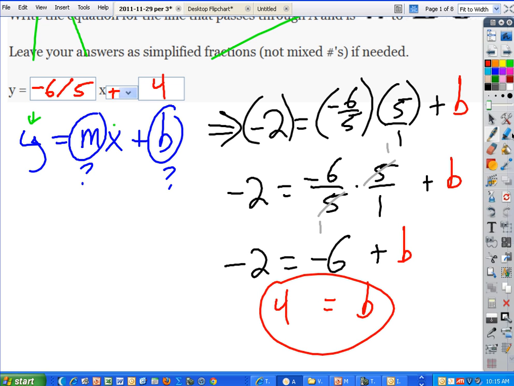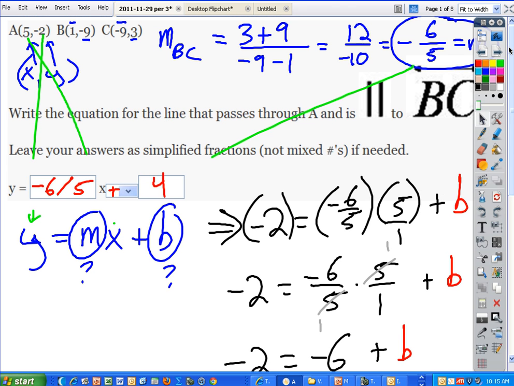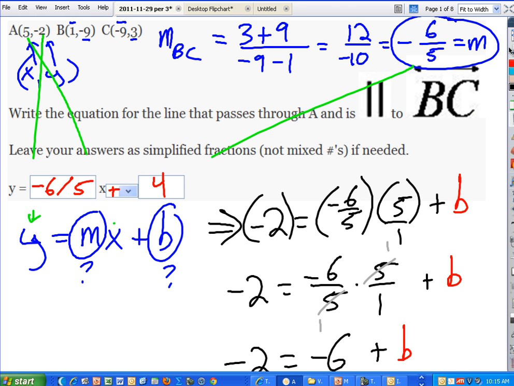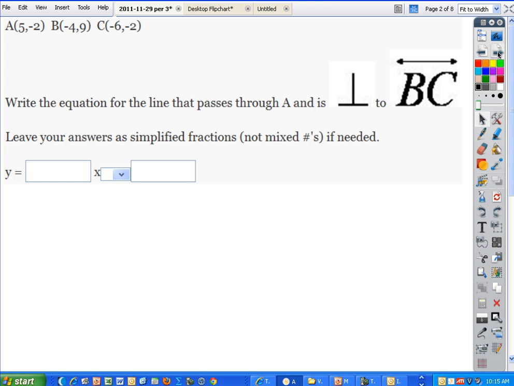Okay? All right, so that was one of the problems that was really ugly on the test. If I look at the results, a lot of people missed that one. Here's another one. Not surprisingly, same kind of thing, only we've got to deal with perpendicular now. So this makes it maybe a little bit harder because we have to change the slope this time. But it's the same idea. Write the equation for the line that passes through A perpendicular to BC.